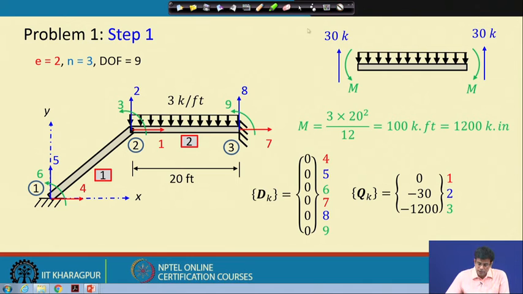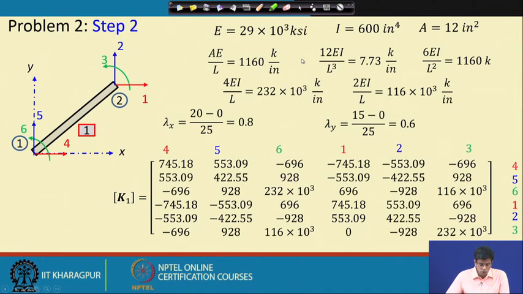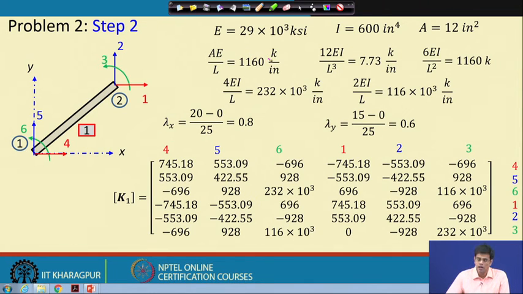So let us proceed now to find out the stiffness matrix. The main objective here is to highlight the matrix assembling, or the assembling of the global stiffness matrix. Similar to the previous problem, we just find out some quantities like AE by L, 12 EI by L cube, 6 EI by L square, 4 EI by L, 2 EI by L, and like that. These quantities are evaluated with the data given, that is Young's modulus, I, moment of inertia, and area.